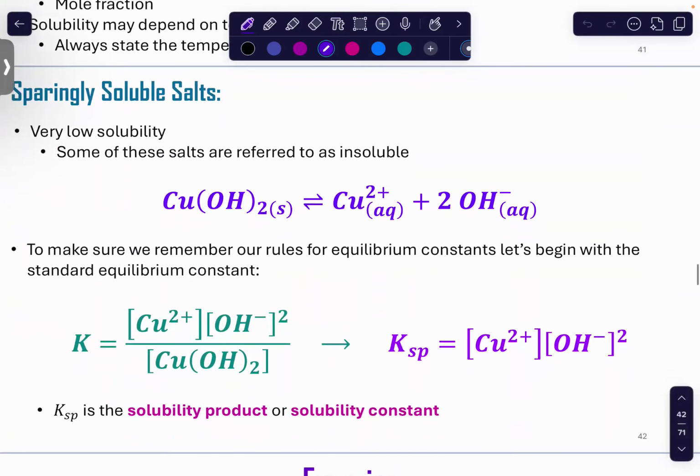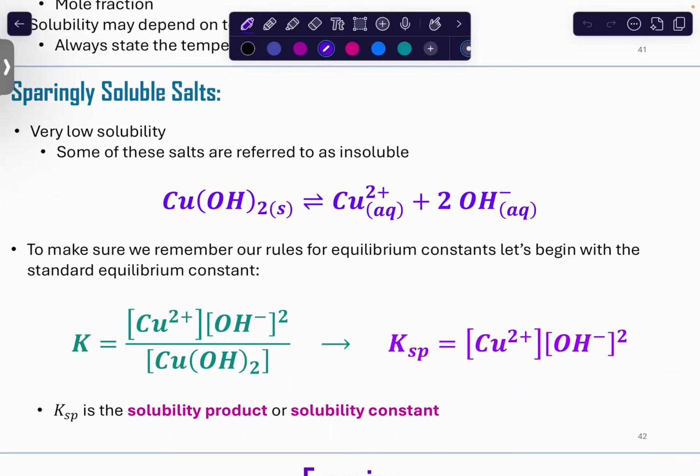Okay, so sparingly soluble salts. When you were in Gen Chem, we called these insoluble. Now we're going to call them sparingly soluble because some of them will actually dissolve. So here you have your copper 2 hydroxide.